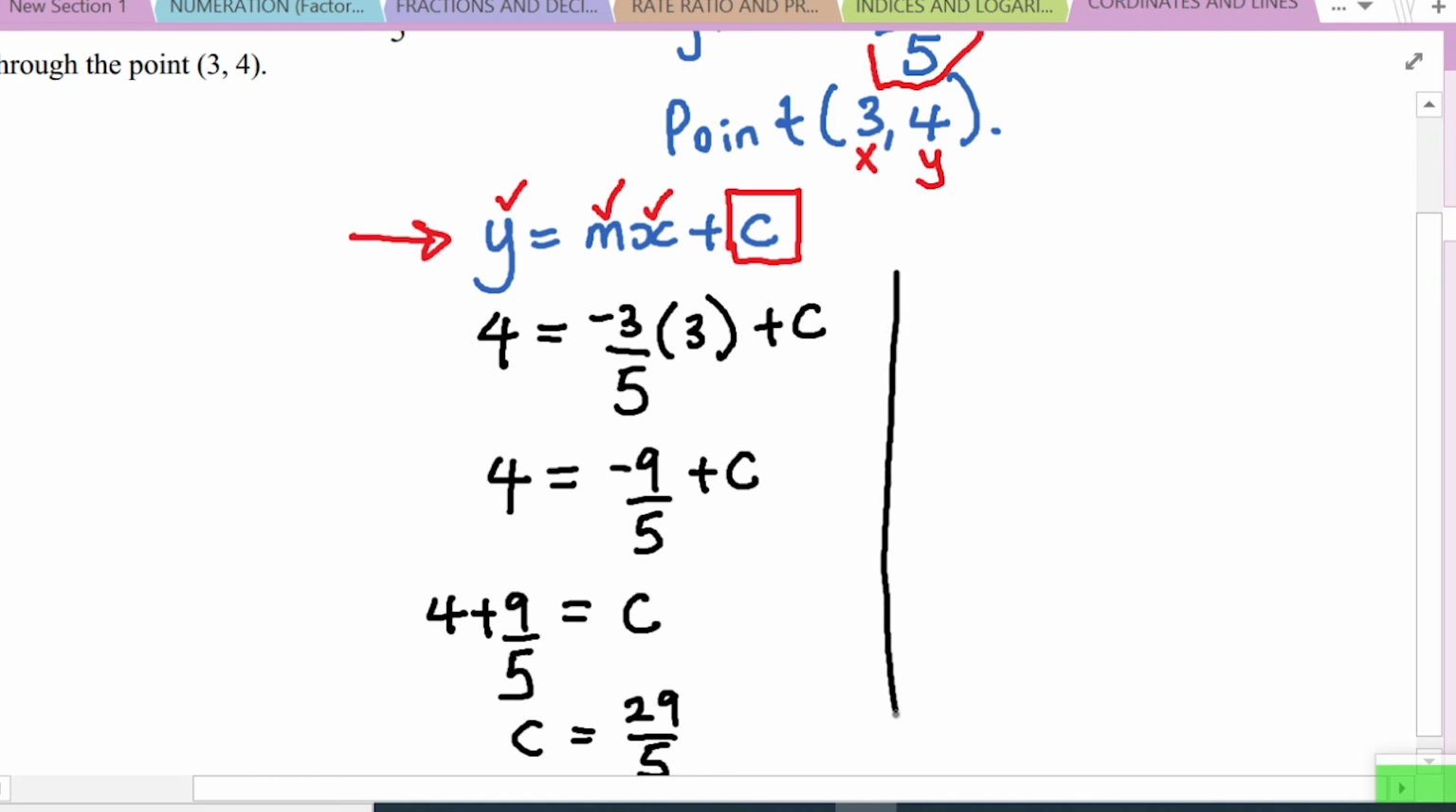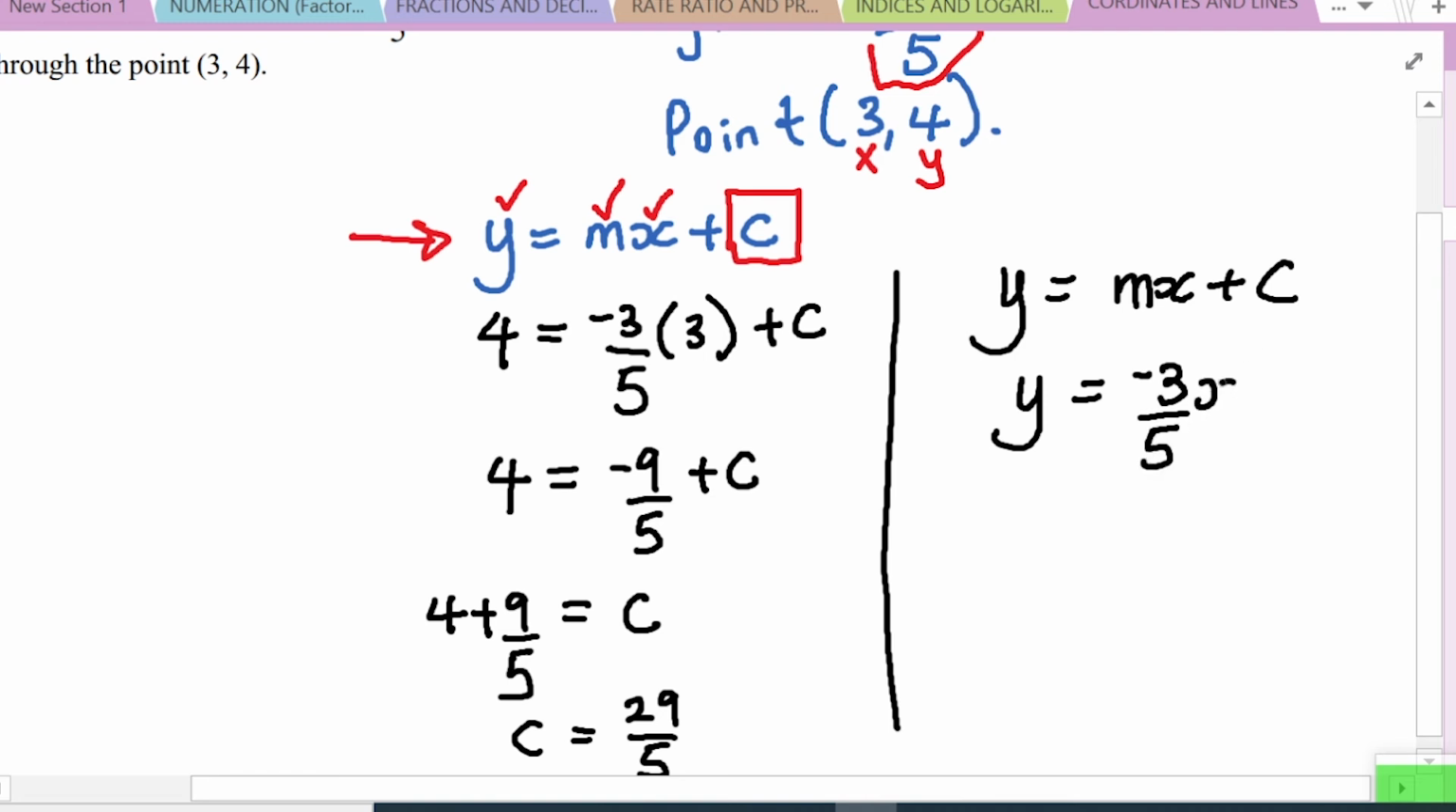So from there, it means our equation is going to become, from y = mx + c, y is equal to our value of m, which is -3/5, x + c, which we got our c as 29/5. And that is the equation of the line.